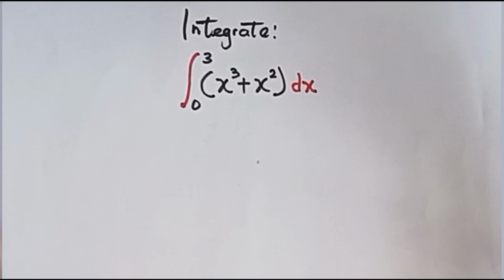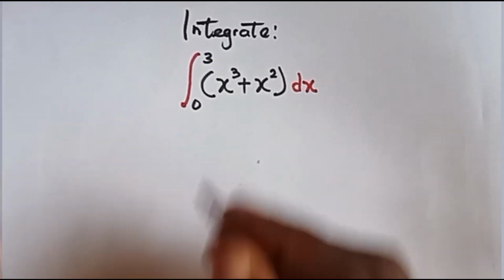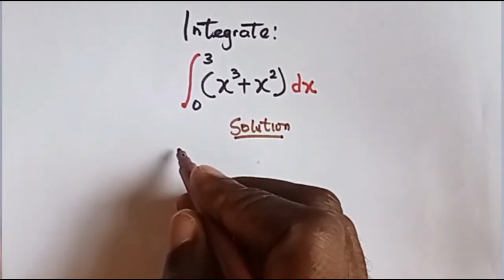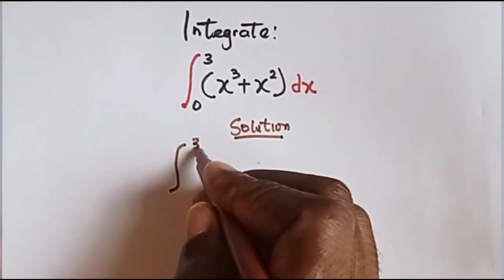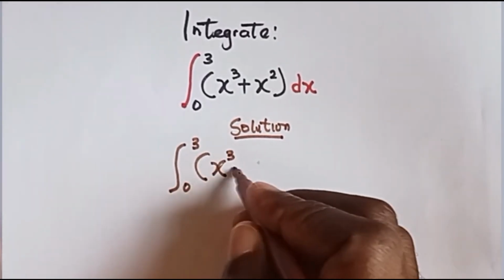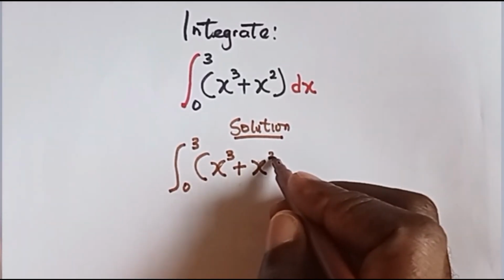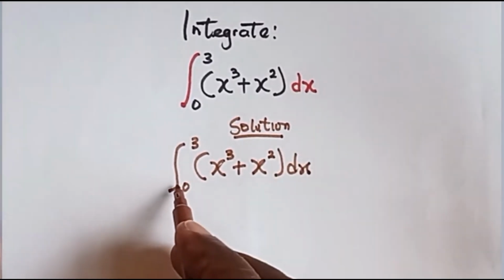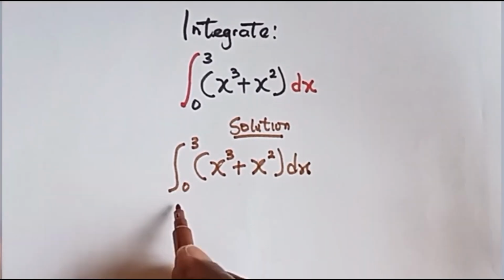Alright, so in today's video, we want to evaluate this integral calculus. Solution. We have the integral of 3x^3 + x^2 dx. This elongated S represents the integral.